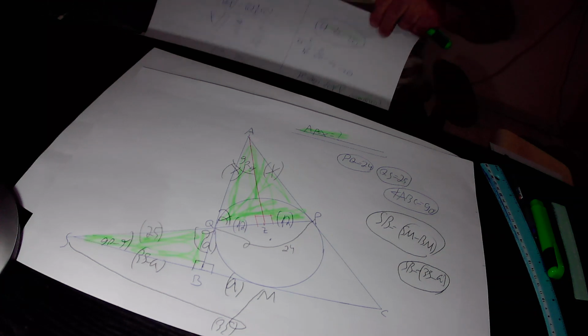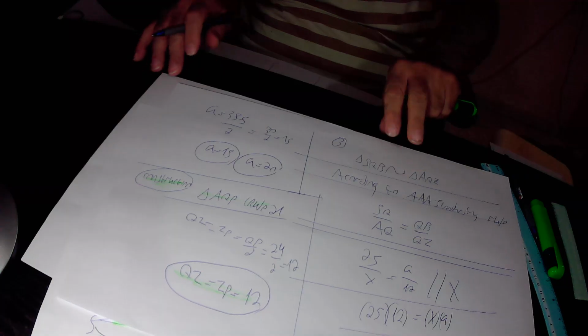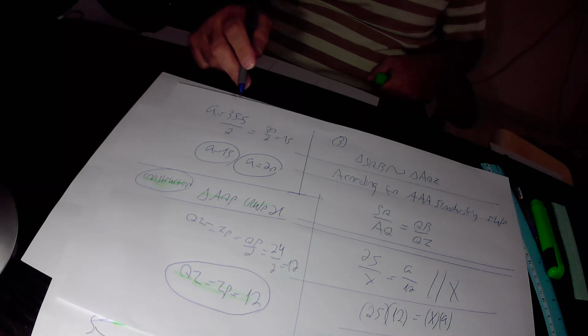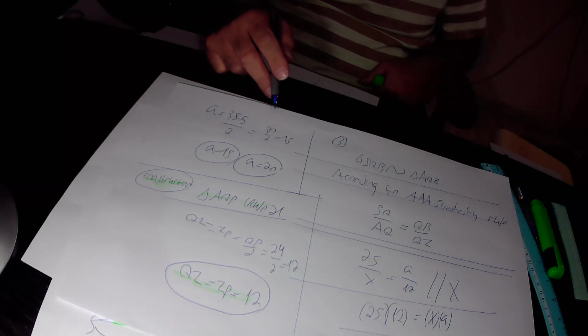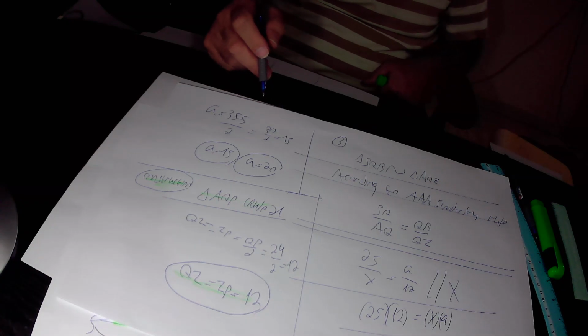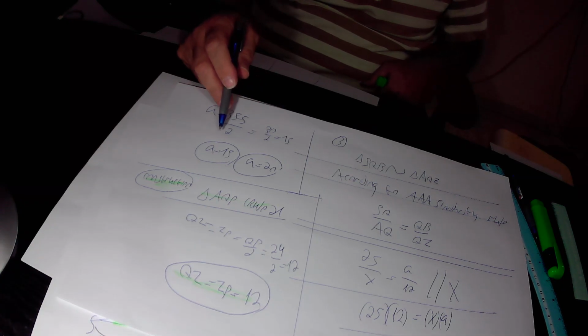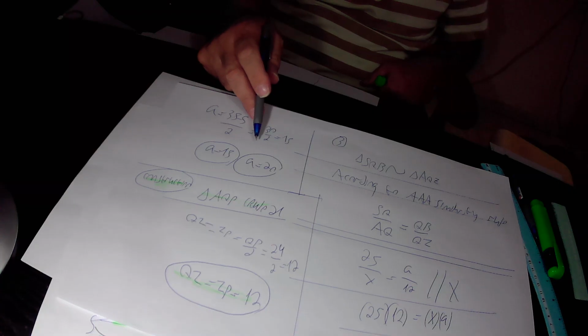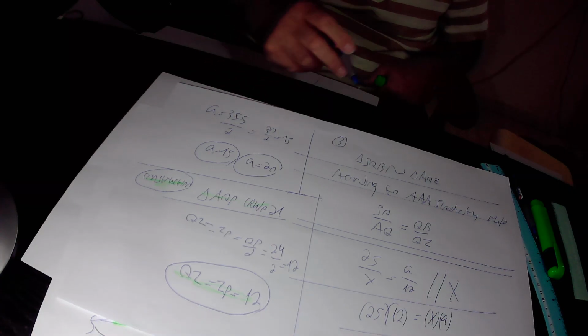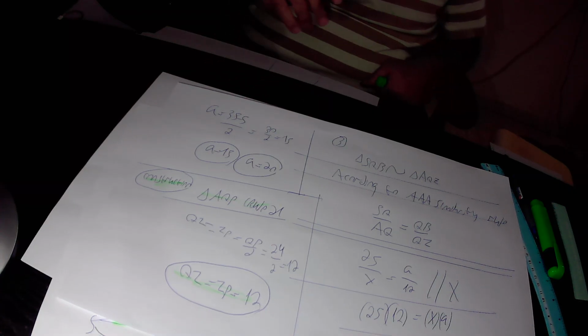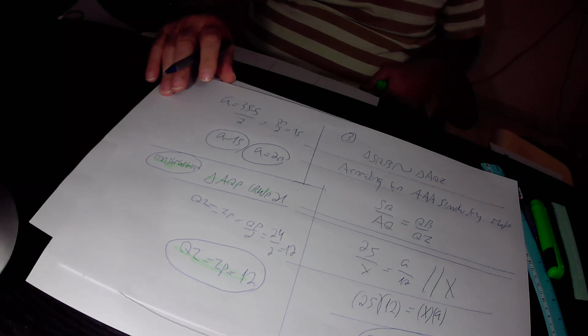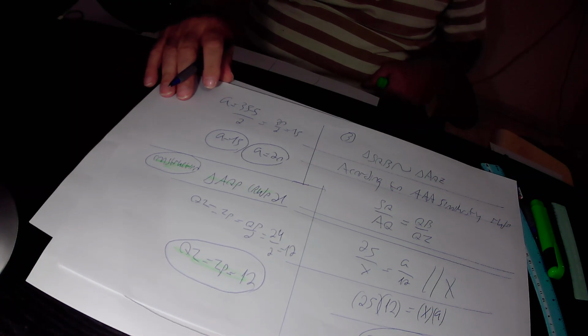And the second solution for a is that a equals 35 minus 5 over 2. 35 minus 5 is 30, and 30 over 2 is 15. So the second solution for a is that a equals 15, and the first solution for a is that a equals 20. Okay, so in the next step we do the construction.